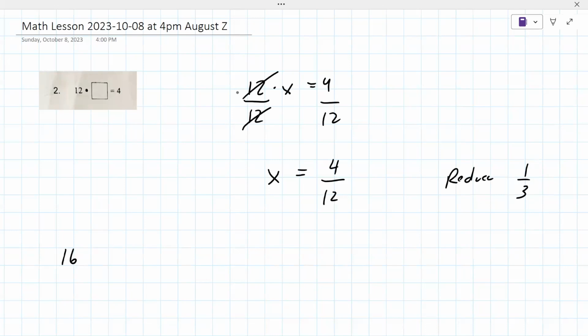Reduces nicely, but let's say it's 16 times something equals 12. Okay, so divide 12 over 16. Three-fourths? It is 3/4. Good. All right.